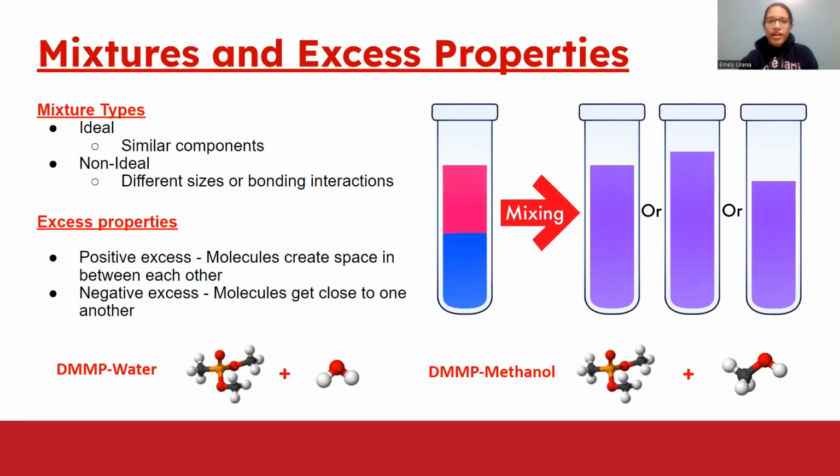With the idea of non-ideal mixtures comes the concept of excess properties. When a mixture is non-ideal, signifying components either do not share similar sizes or interactions, their general properties like volume and viscosity can shift. For our study, the targeted mixtures were DMMP water and DMMP methanol. Due to methanol's similarities to water, we believed it could be used as a way to check if the DMMP water results from the literature data were logical.